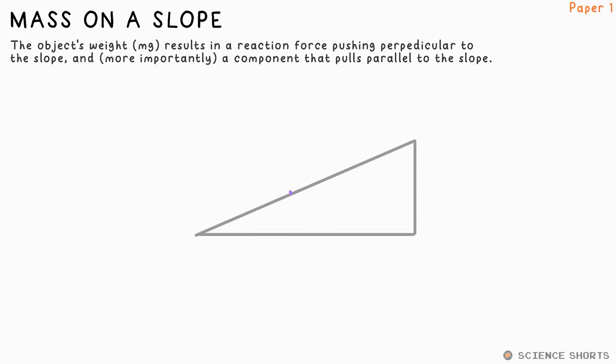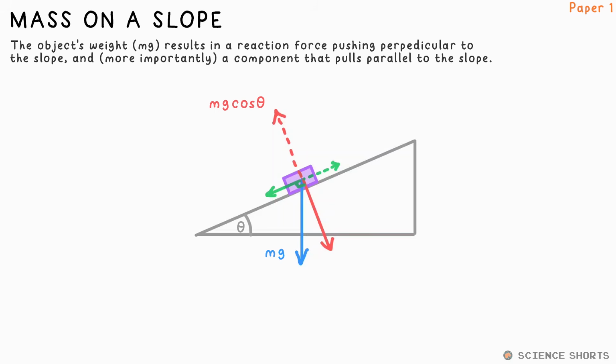If an object is on a slope, its weight, mg, will try to pull it downwards. However, the reaction force of the slope pushes perpendicular to the slope. This is equal to mg cos theta, where theta is the angle of the ramp. For an explanation of where the angles come from, check out my mass on a slope video.